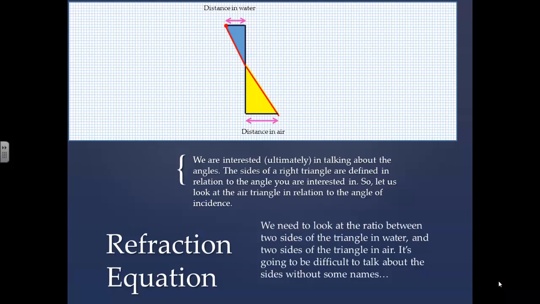We are interested ultimately in talking about the angles. The sides of a right triangle are defined in relation to the angle you are interested in. So let us look at the air triangle in relation to the angle of incidence.